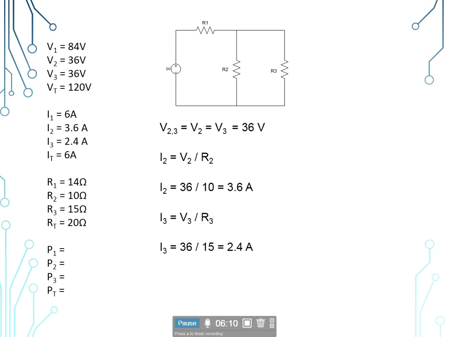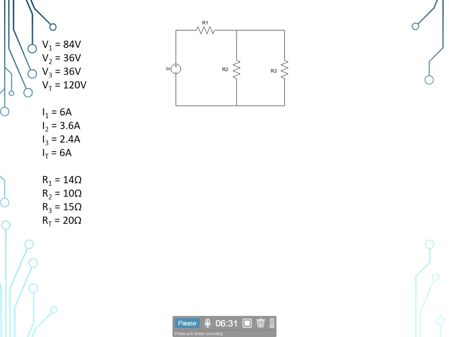Now, to make sure that we did the parallel circuit currents properly, remember I sub t is equal to I sub 2 plus I sub 3, giving us that 6 amps. So our current in equals our current out, and so we did our math right. Now all we need left to do is find our power that we dissipated, the total power and the power dissipated by each individual component.